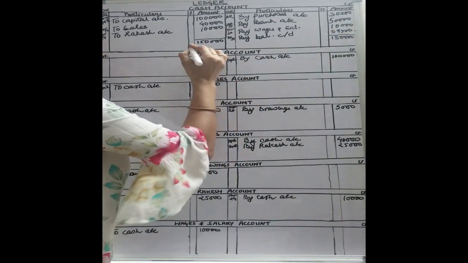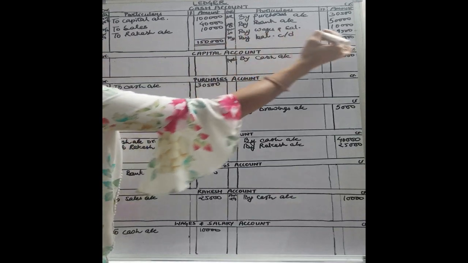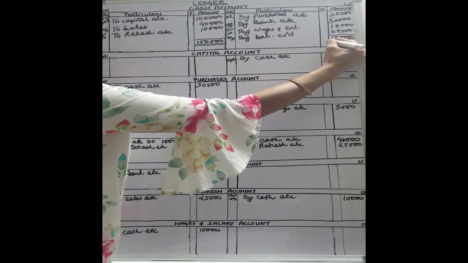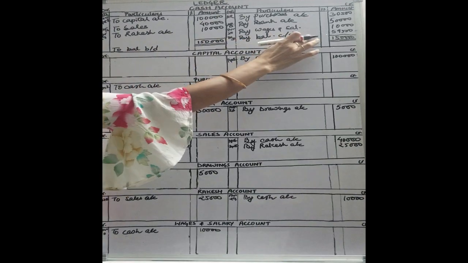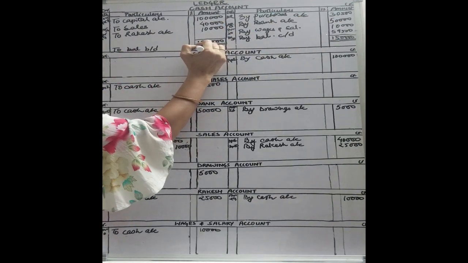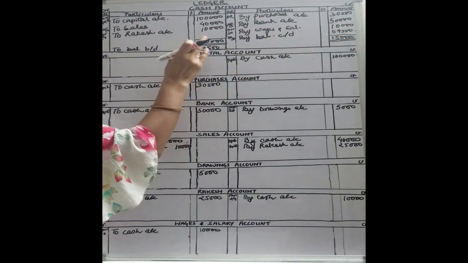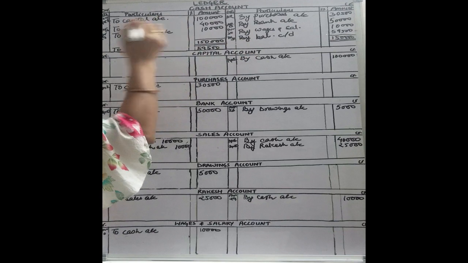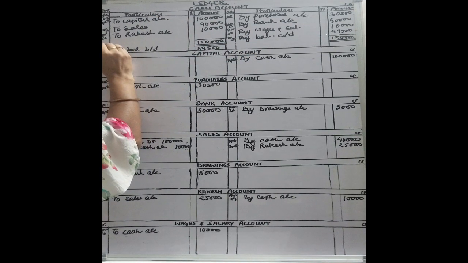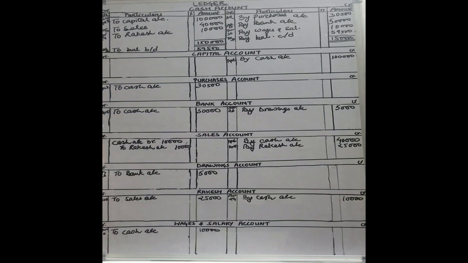1,50,000. Now after totaling the sides, we'll make two lines like this. And then here we'll write "to balance brought down", this balancing figure with the amount that we have added to make it equal. So it's 59,500. So we have written here 59,500. Now it's April 30th, so we'll write the next date, May 1st. This is the opening balance of the next period.